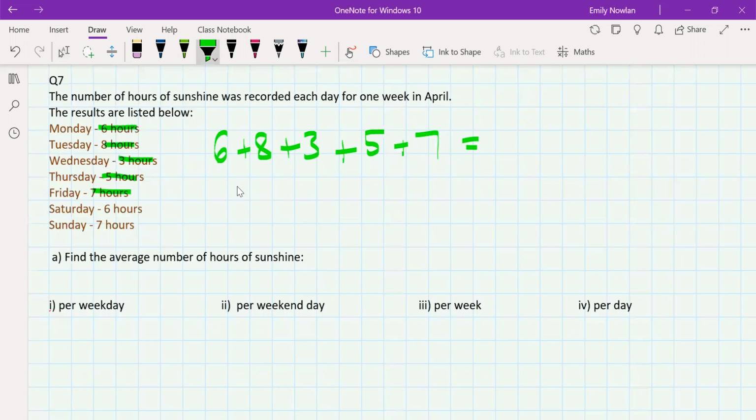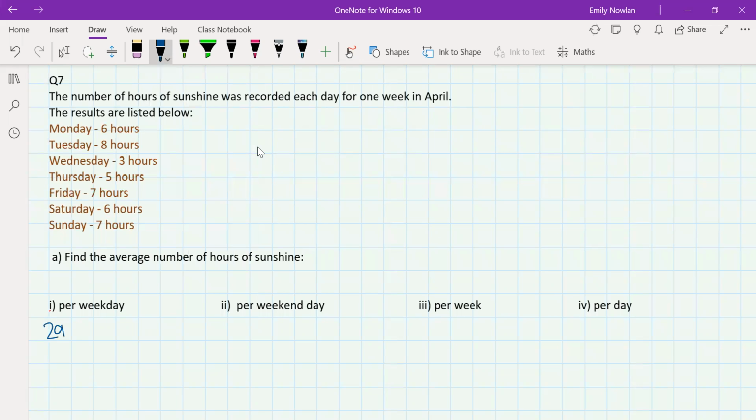Altogether that gives us 10, 18, 23, that's 29 hours. 29 hours for the weekdays. So I can write that in here. Per weekday means 29 hours. How many weekdays do we have? 5 days: Monday, Tuesday, Wednesday, Thursday, Friday.